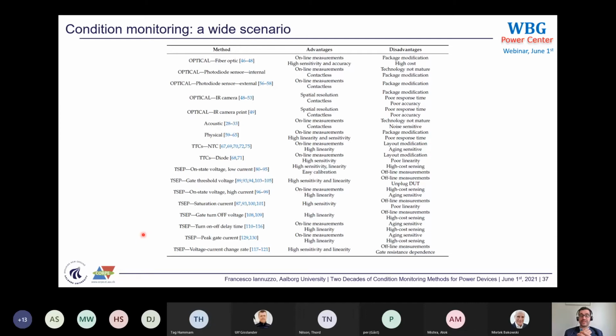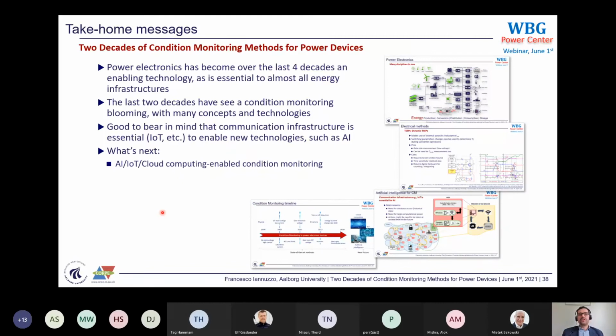I would prefer the one with galvanic isolation, so contactless methods, or if it is not even possible to modify the module, the package, whatever it is, with optical fibers, with acoustic sensors and whatever, for some reasons, then TSEPs are definitely, I would say, prevailing. As a conclusion, I would give you some take-home messages.